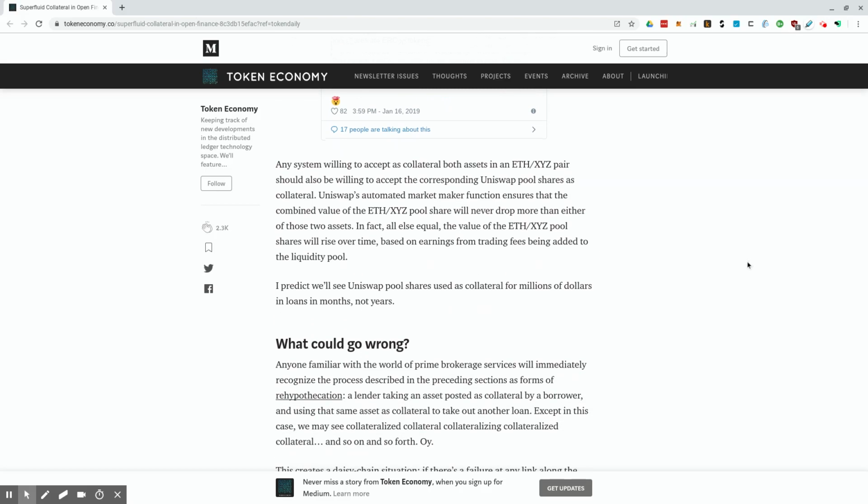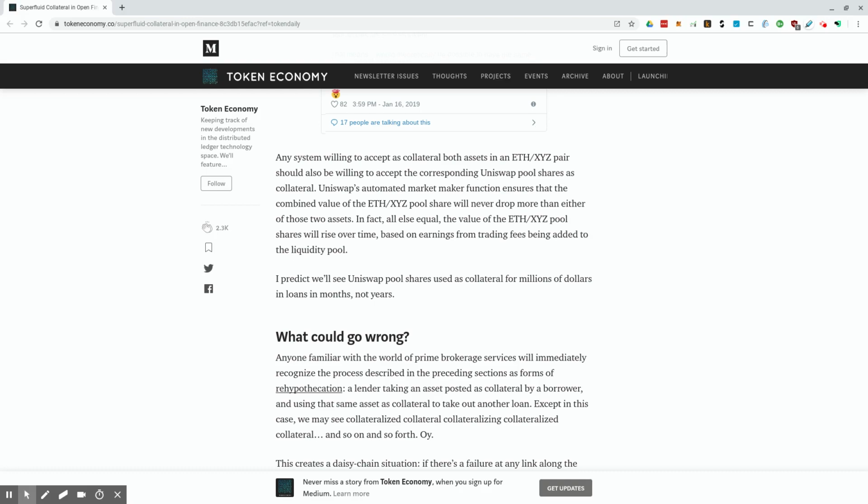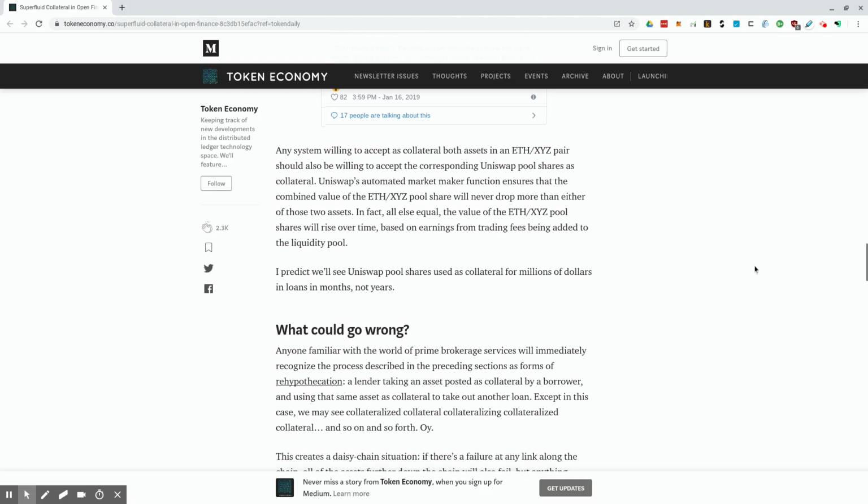Any system willing to accept as collateral both assets in an ETH XYZ pair should also be willing to accept the corresponding Uniswap pool shares as collateral. Uniswap's automated market maker function ensures that the combined value of the two pairs in that pool share will never drop more than either of these two assets. In fact, all else equal, the value of the pool shares will rise over time based on earnings from trading fees being added to the liquidity pool. I predict we'll see Uniswap pool shares as collateral for millions of dollars in loans in months, not years.